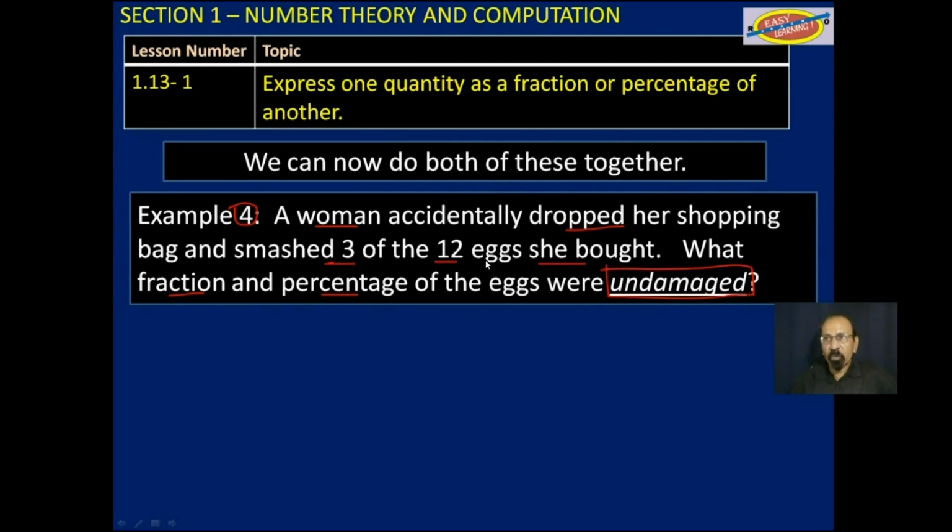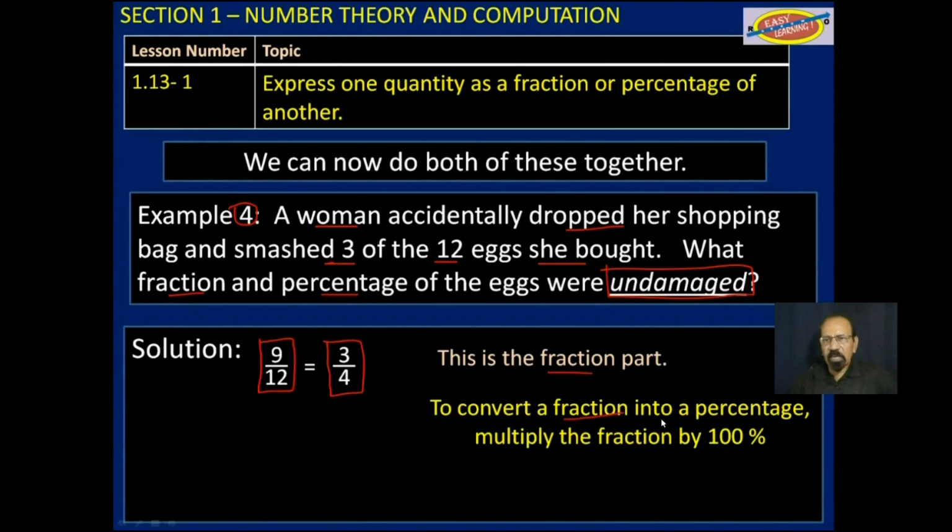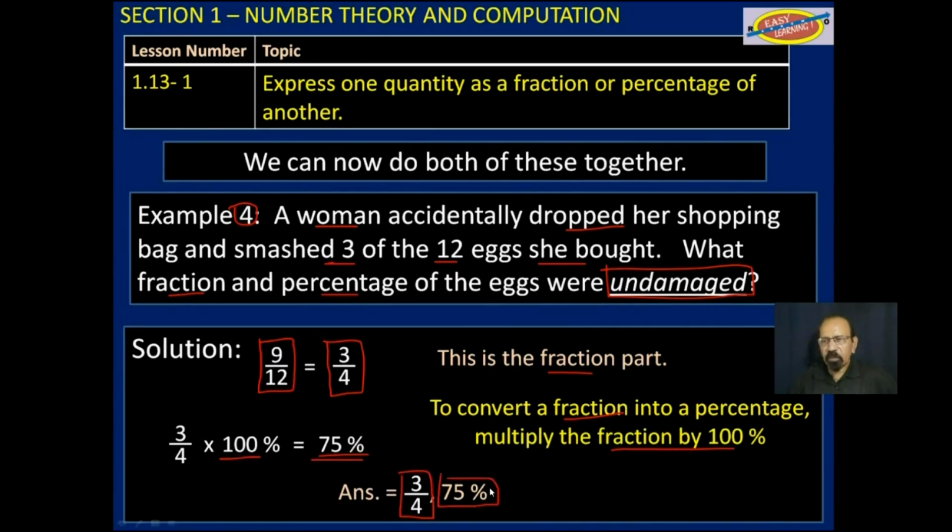So if 3 were broken, that means 9 were still good. So it will be 9 out of 12, which can be reduced to 3/4. That is the fraction part. Now to convert the fraction into a percentage, we multiply by 100%. 3/4 multiplied by 100%. By now you should know that that would give you 75%. Answer is 3/4 and 75%.